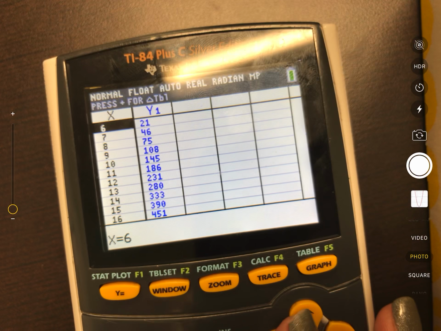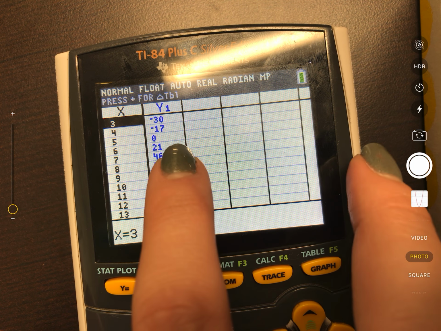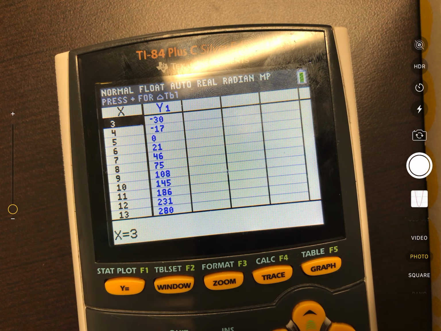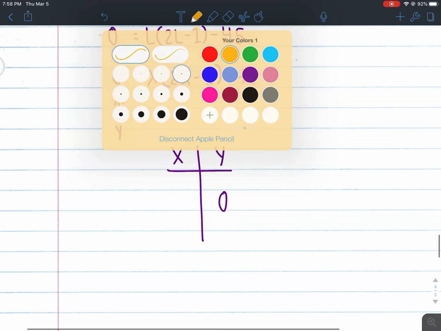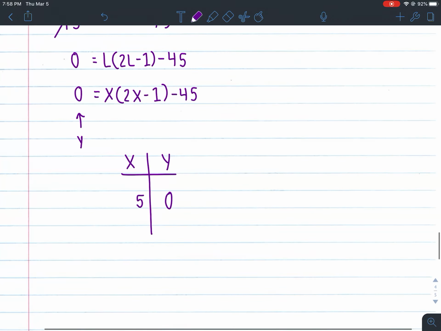So I'm going to look for it, and these numbers are way too big, so it's probably not over there. Oh, and then it's right here. 0 is in the Y column, and my X value is positive 5. So what I was looking for was 0 in the Y column, and the X value is 5. So that means X is equal to 5.